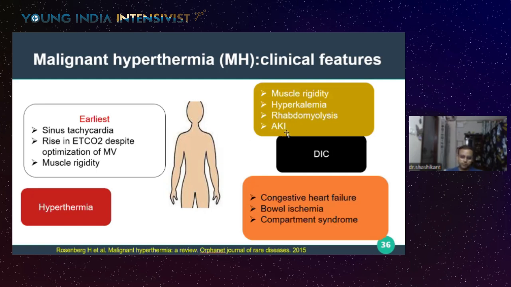We can have acute kidney injury. We can have disseminated intravascular coagulation. Because of the sympathetic surge, we can have congestive heart failure, bowel ischemia, and because of muscle necrosis, we can have muscle edema and compartment syndrome.